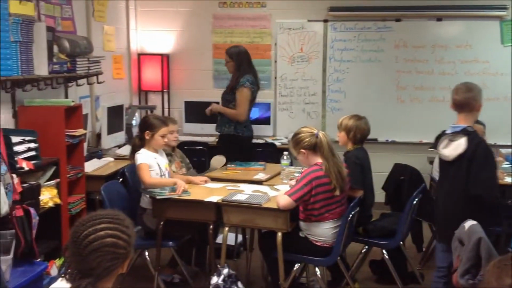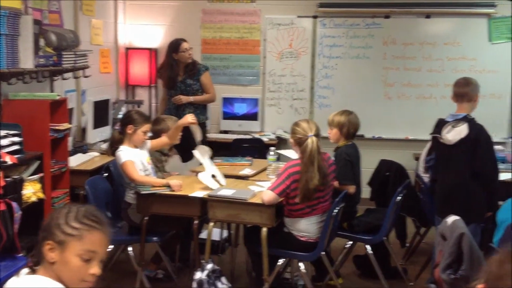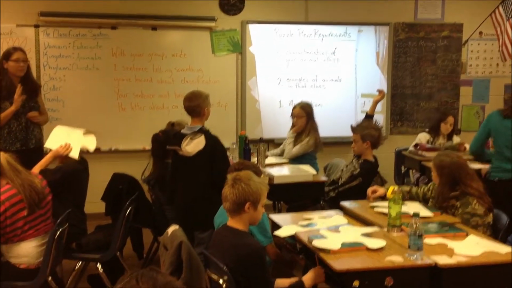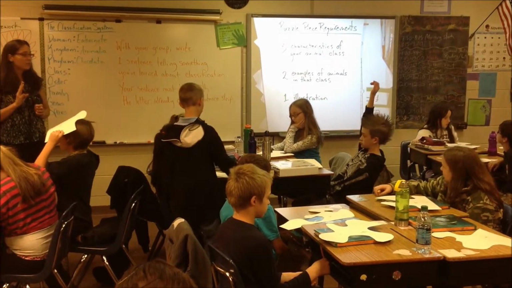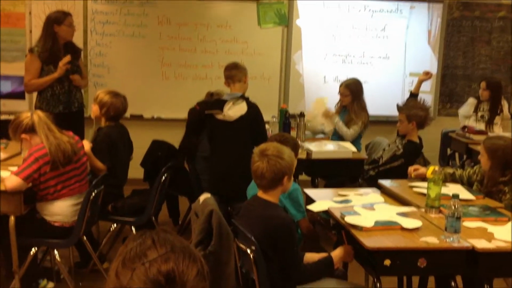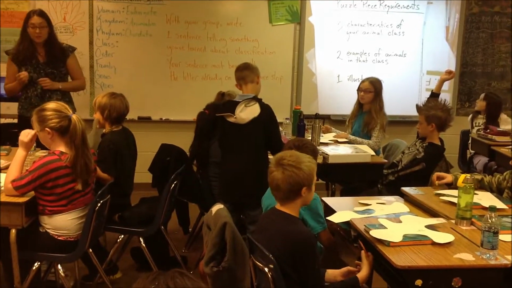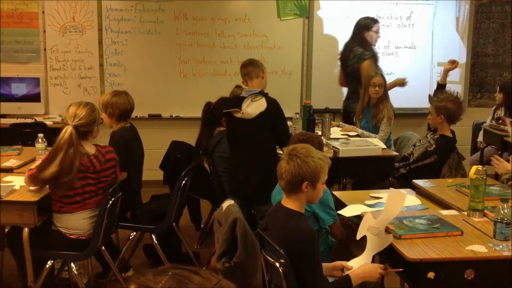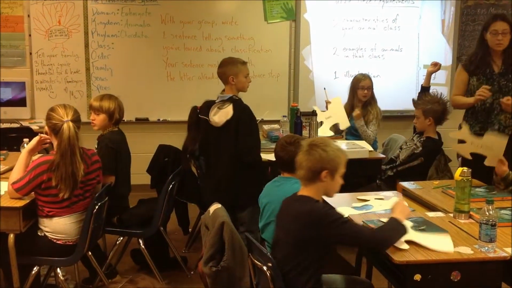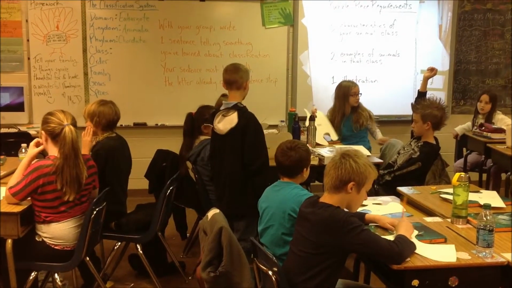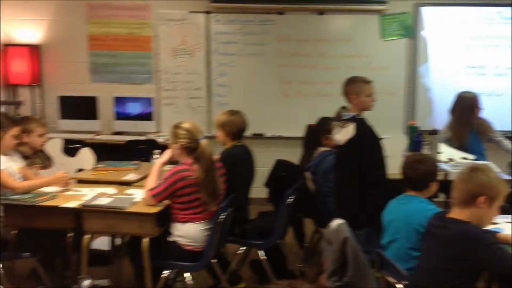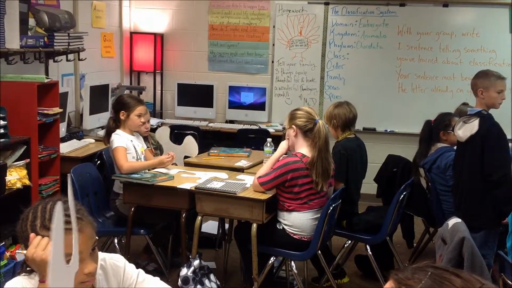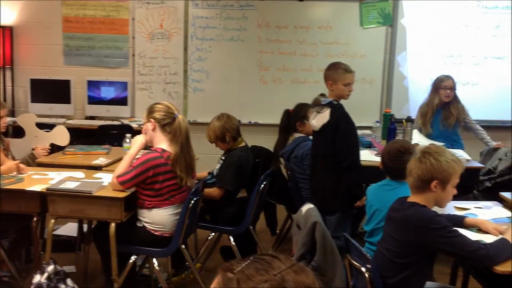Each puzzle piece must have 3 characteristics of your animal class written on it. Okay, so what is it that makes a bird a bird? What is it that makes a fish, or a mammal, or a reptile, or an amphibian, an amphibian? So what is it that makes your animal in that class? Second, you need 2 examples of animals that are in that class, and then you need 1 illustration.